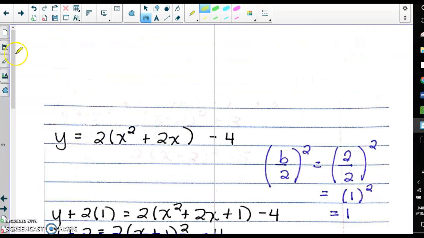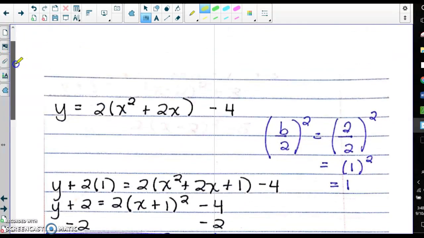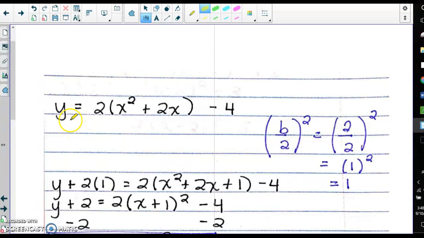All right. So we have to factor out the leading coefficient because it wasn't 1. So we factored out the 2, and that left us with 2 times x squared plus 2x, and then we have the minus 4 off to the side. Next, you have to complete the square. Our b value is 2, so that's 2 over 2 squared. 2 over 2 is 1. 1 squared is 1. So we're going to add this number 1 on both sides.